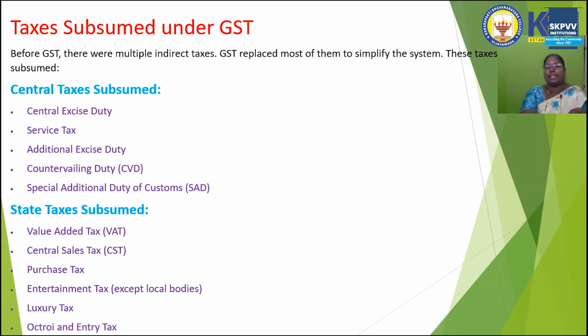For example, some of the state government taxes are subsumed after entering into the GST, and some of the central government taxes are also subsumed. Among those are central excise duty, service tax, additional excise duty, and special additional duty of customs, that is SAD, and I think a number of other indirect taxes are subsumed in the central also. For example, I have given some of them.